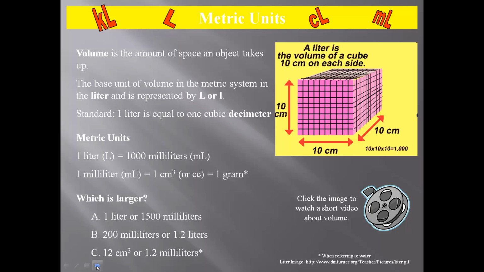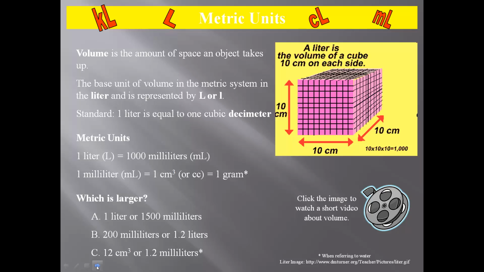And you hear about cc's quite often in the medical field. 10 cc's of epinephrine, or whatever it happens to be. But those are all equivalents. So 1 milliliter equals 1 cubic centimeter, or sometimes you'll refer to it as 1 cc. An interesting thing on water, 1 cc or 1 milliliter of water will also have a mass of 1 gram.